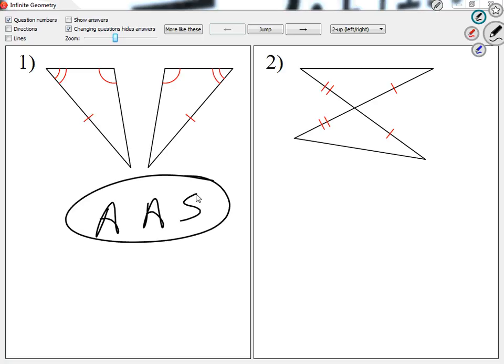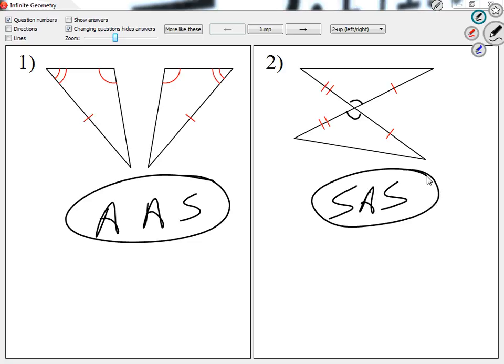Looking at question number 2, I can mark those angles because they're vertical angles. Now my question to you, do you have 2 sides or 2 angles? 2 sides. So let me write 2 S's. Now, is the angle between the sides? Yes. So let me put the angle between the sides, so we have side, angle, side.